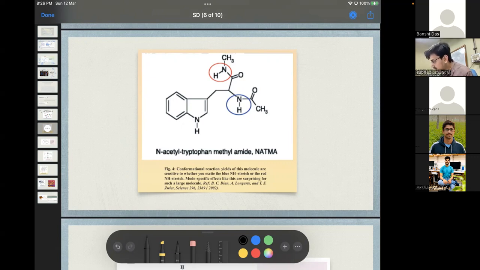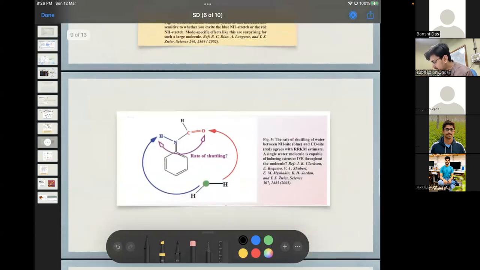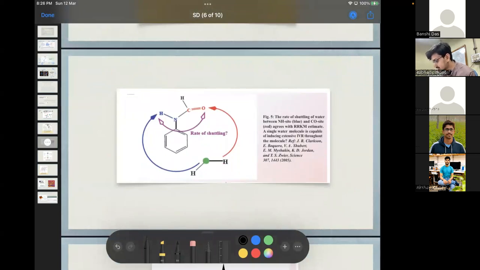Now, what they saw is that if you excite this particular bond or this particular bond, the rate constant is completely different. That means if you excite this bond or this bond, the energy transfer is completely different. Energy is not getting redistributed over the whole molecule immediately. So exciting this bond and exciting this bond is different. That means energy can get localized. This is an interesting study in the spectroscopic community because there is NH and there is CO.